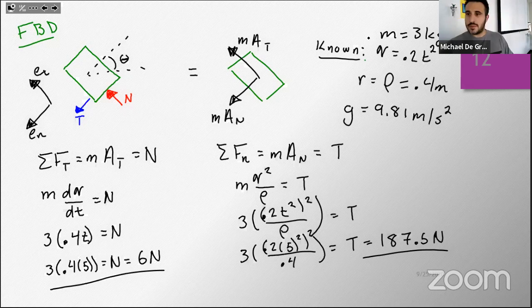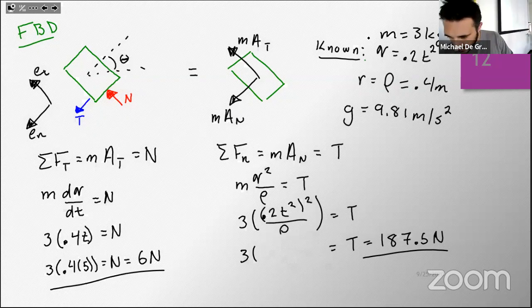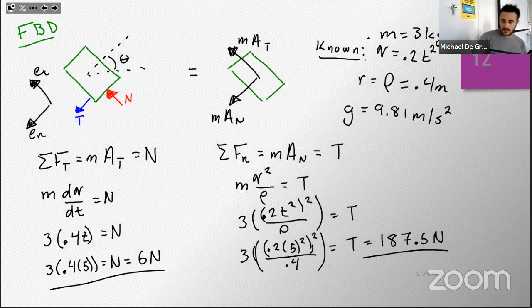I'll clean this up for a sec. 0.2. I'm going to make that look nicer because it's bugging me. 0.2 times 5 squared. There. I like that better. It looks a little better.